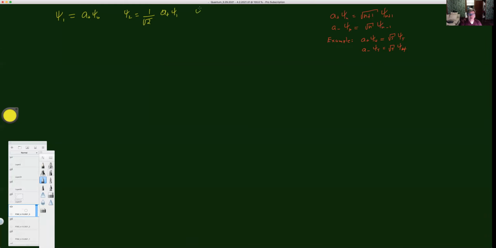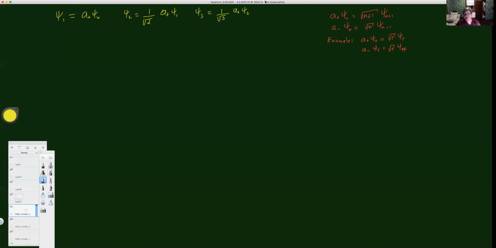So psi 3 is going to be, let's see here, psi 3 when n is 2. So this is going to be psi 3, n is 2. This is going to be the square root of 3, and this is going to be psi 2. So it's 1 over the square root of 3, A plus psi 2. All right, so we've got a few examples here.